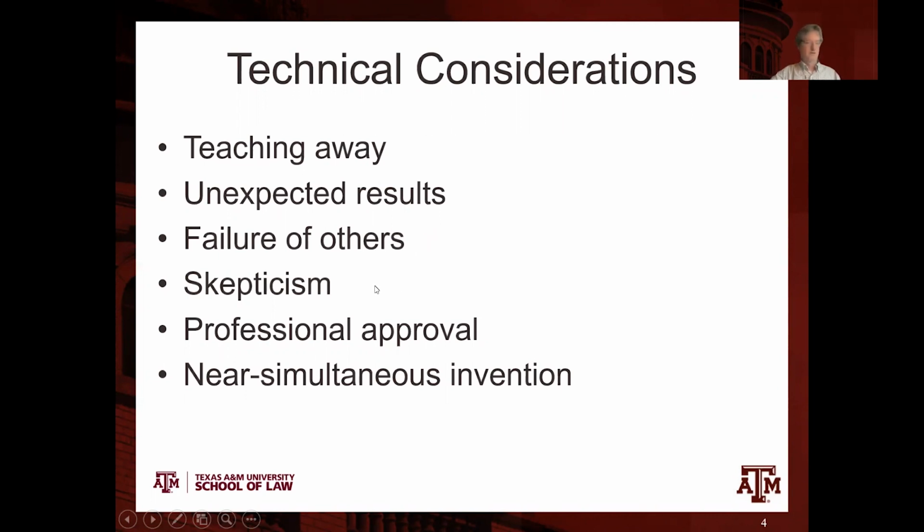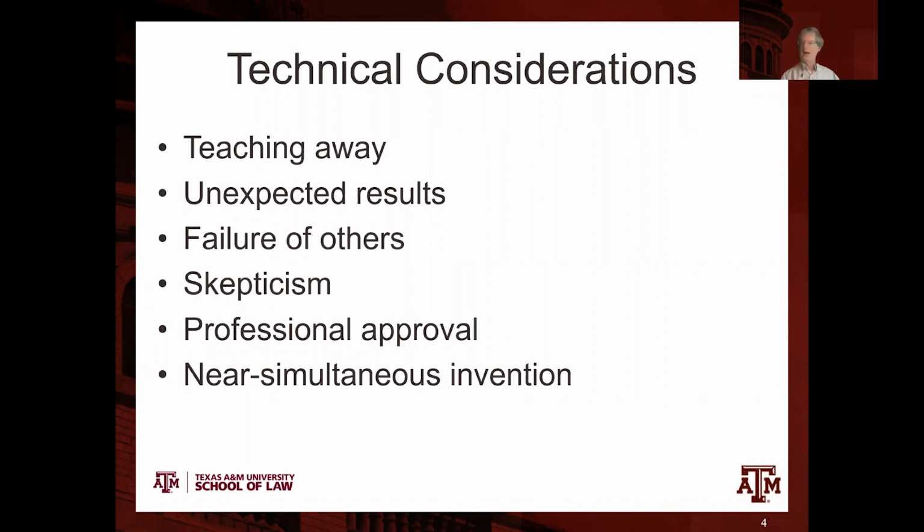Skepticism that your results actually work, even when you show they work, where they want to test it for themselves, would be evidence that it's a difficult or hard or unexpected invention, therefore non-obvious. Professional approval, awards, Nobel Prizes, perhaps that's not usually given for engineering or real-world solutions, more for theoretical solutions, but some sort of professional approval of the technical merits of your work would suggest non-obviousness.